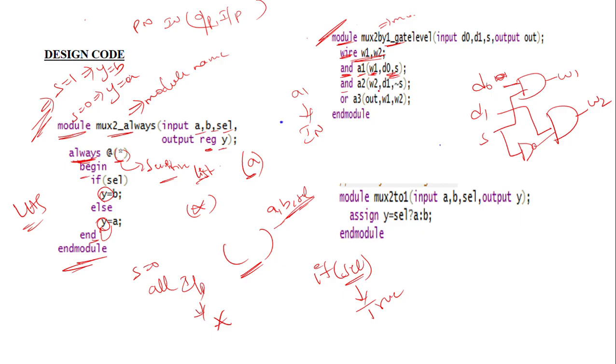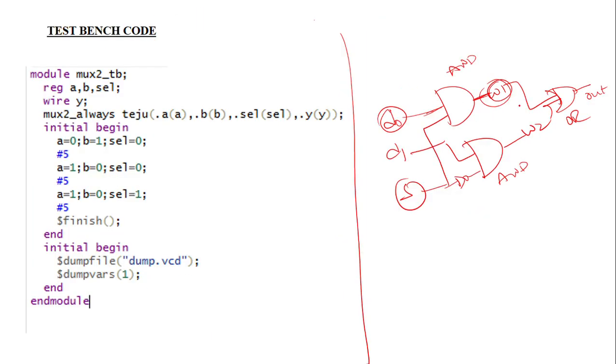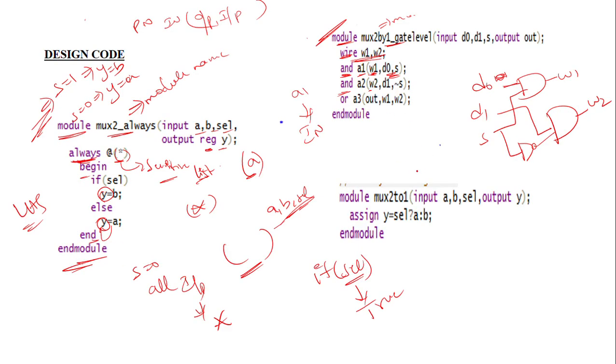So for the second AND gate, what is the output? W2 will be the output, and what are the inputs? D1 and the NOT operation of S. You already know the NOT operation is represented like this. So you write the negation symbol with S and then end the line.